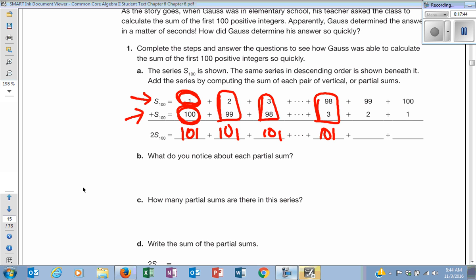How can that help me out? Well, since this series is all the way up to 100, how many 101s is he going to have? He's going to have 100 of them. Does everybody see what I just said? Because this series goes from 1 to 100, he's going to have 100 of these. And if he has 101 100 times, we can write that as the multiplication problem, 101 times 100.